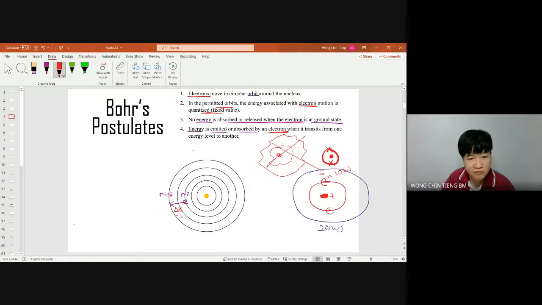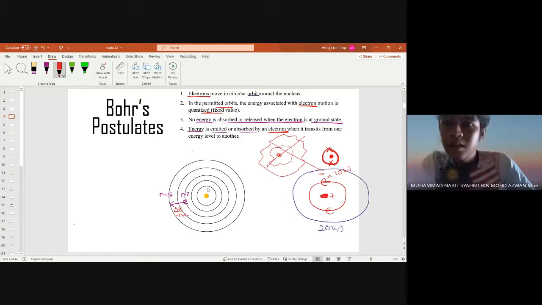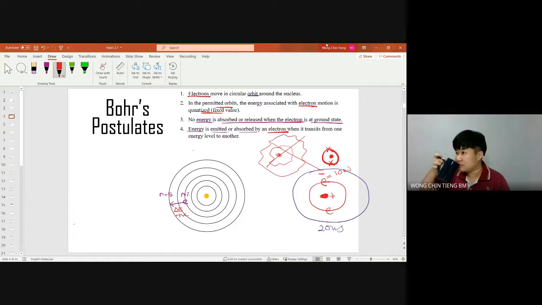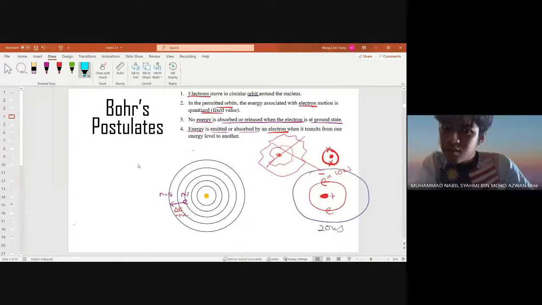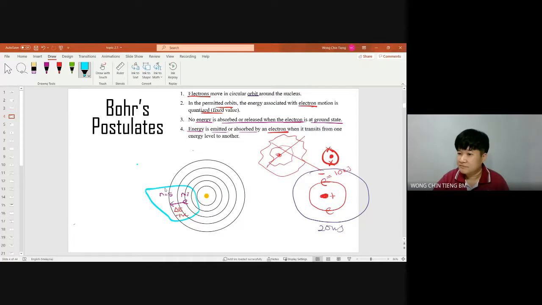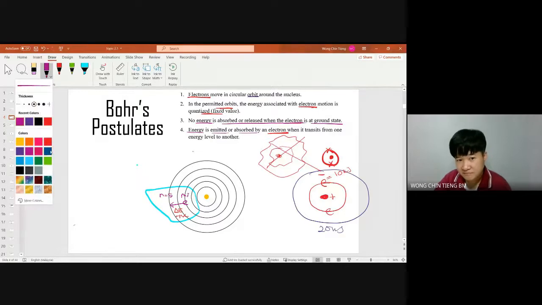Positive. Positive, why? Energy level increase. Energy level increase, okay. Positive stand for what? The positive stand for what? Change of energy. No. Aina? Absorb electron. Absorb. Energy is being absorbed.